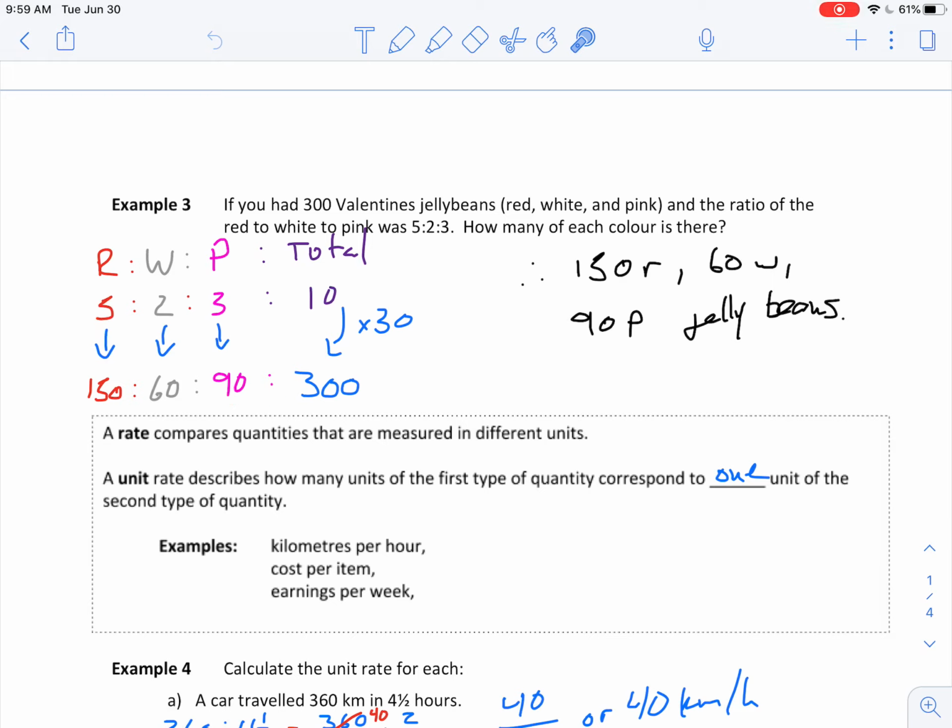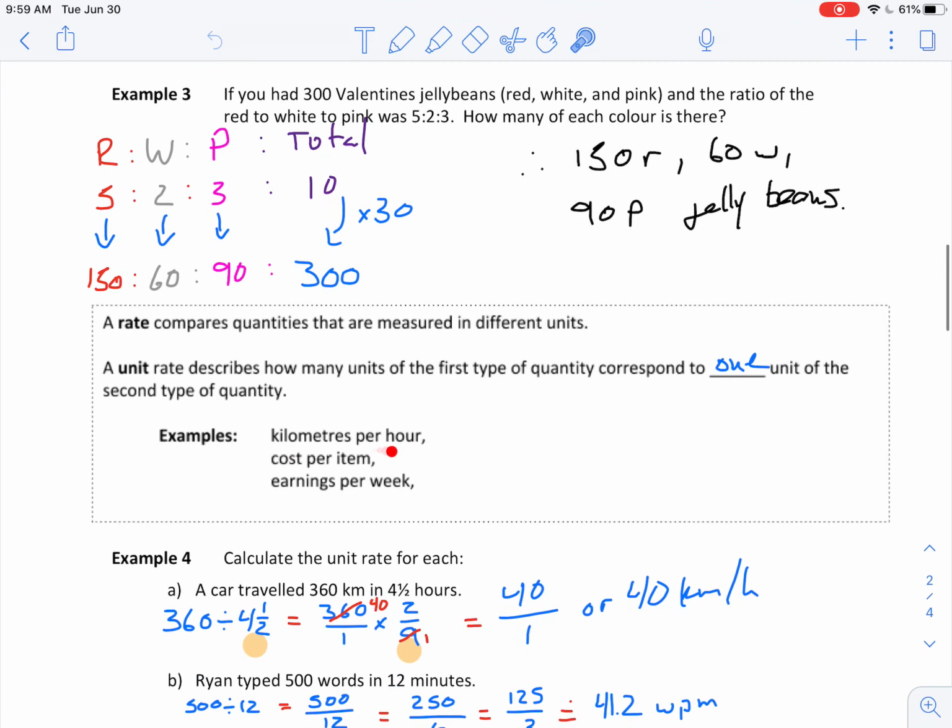A rate compares quantities that are measured in different units, right? So ratio is same units, this is now different units. A unit rate describes how many units of the first type of quantity correspond to 1 unit of the second type of quantity. Basically, that's a lot of words for saying like kilometers per 1 hour, or cost per 1 item, or earnings per 1 week.